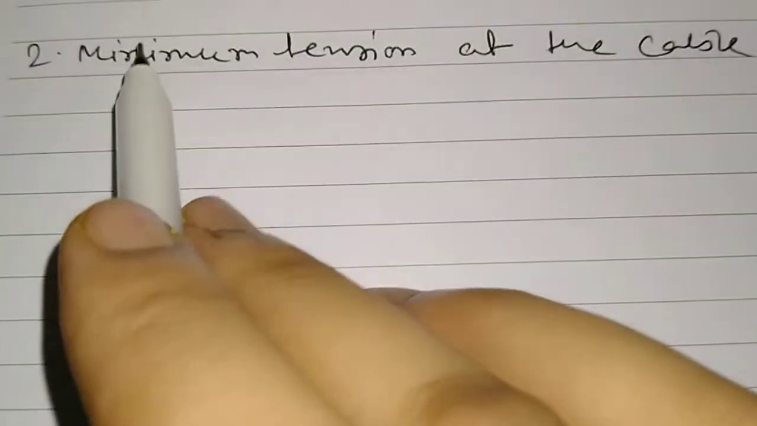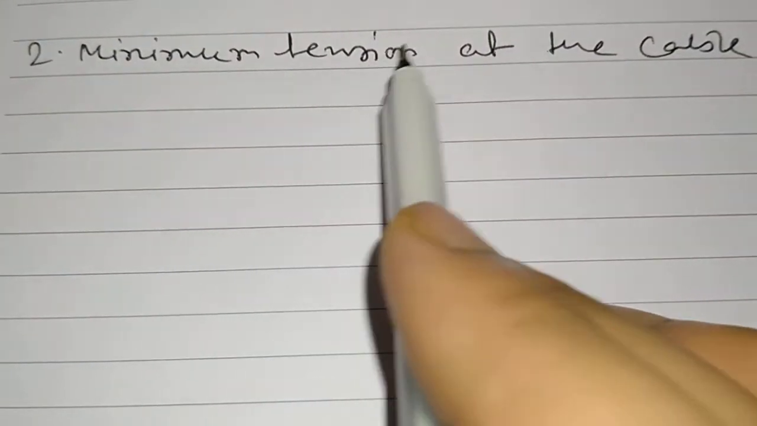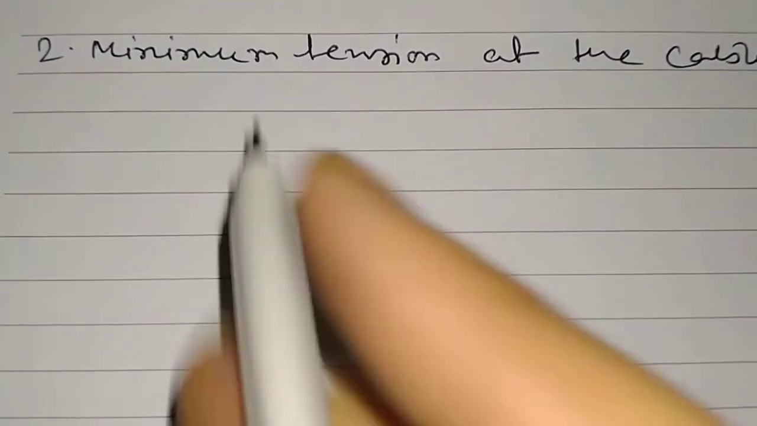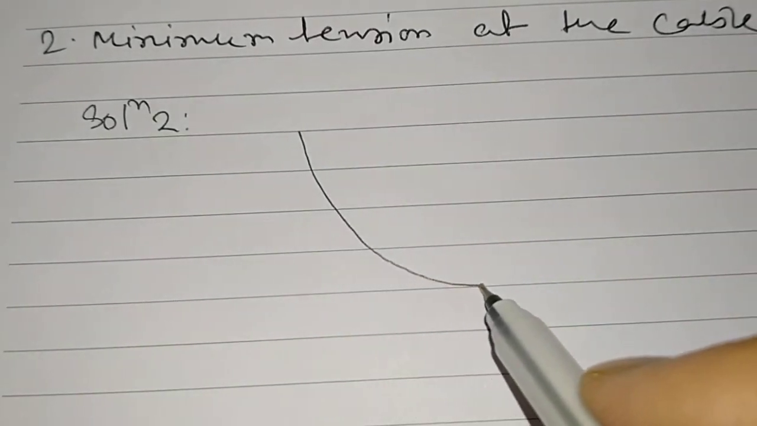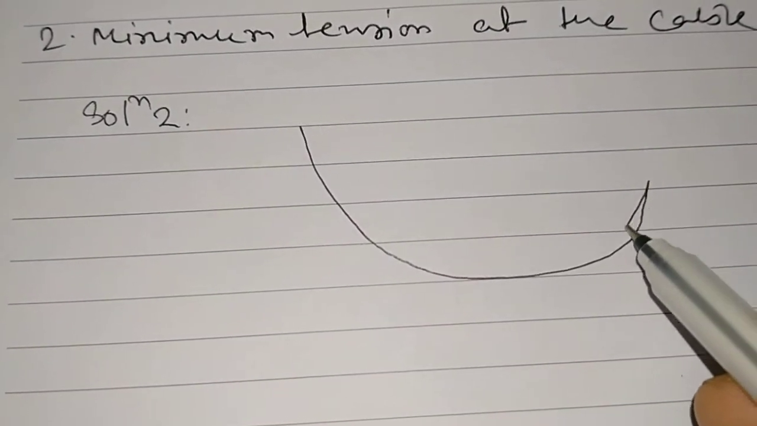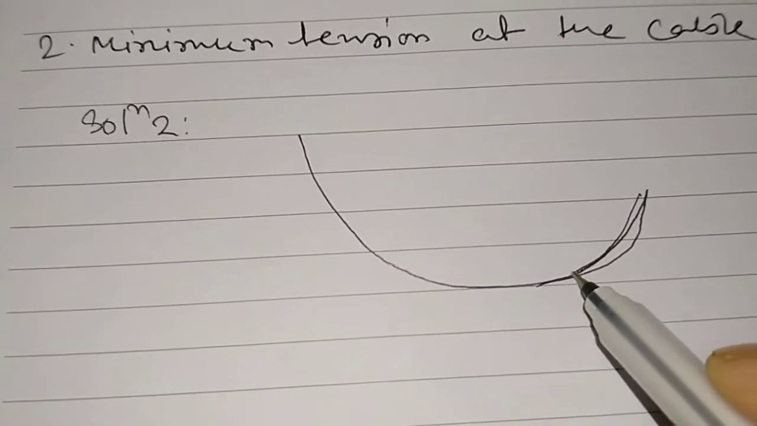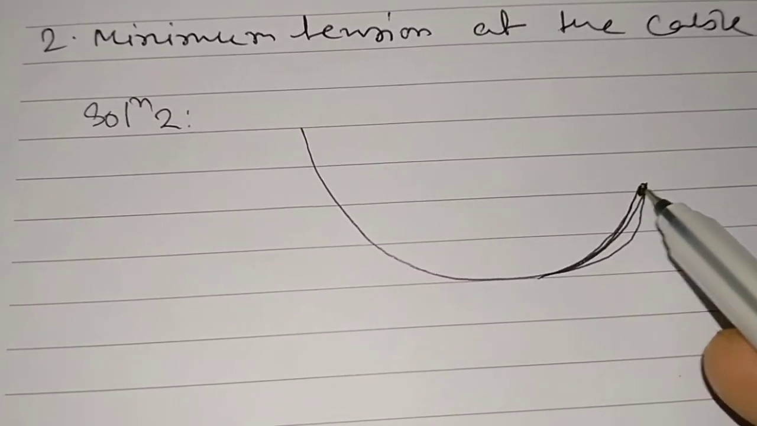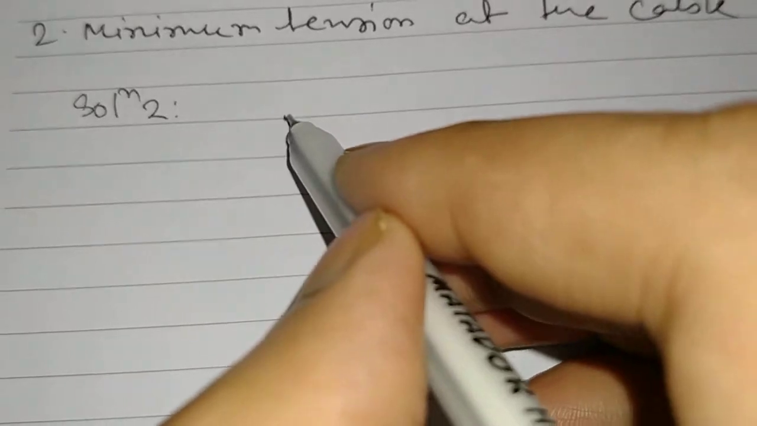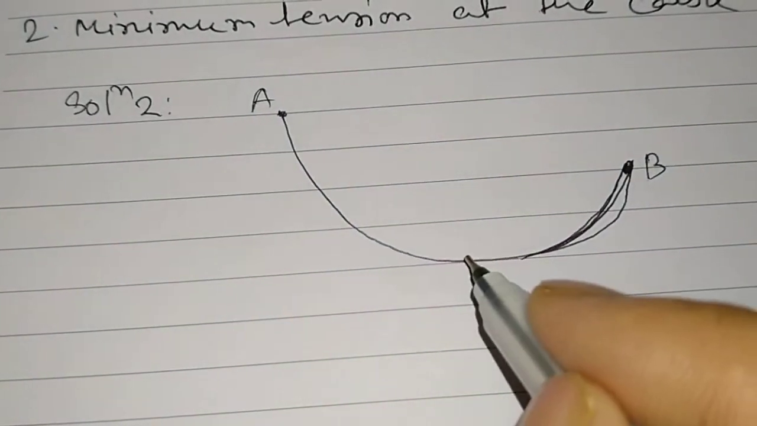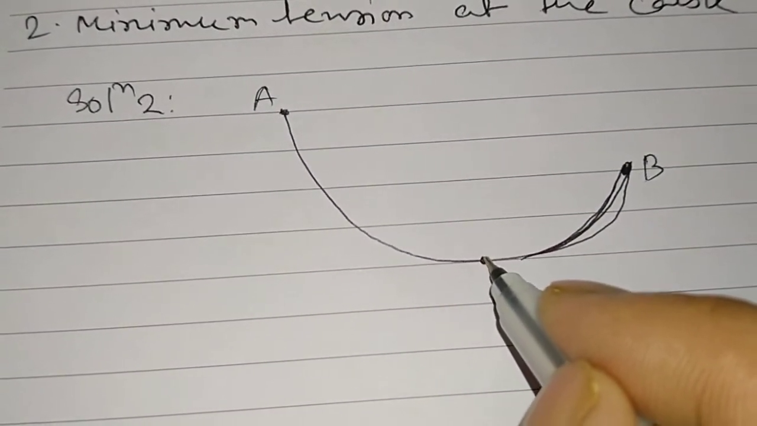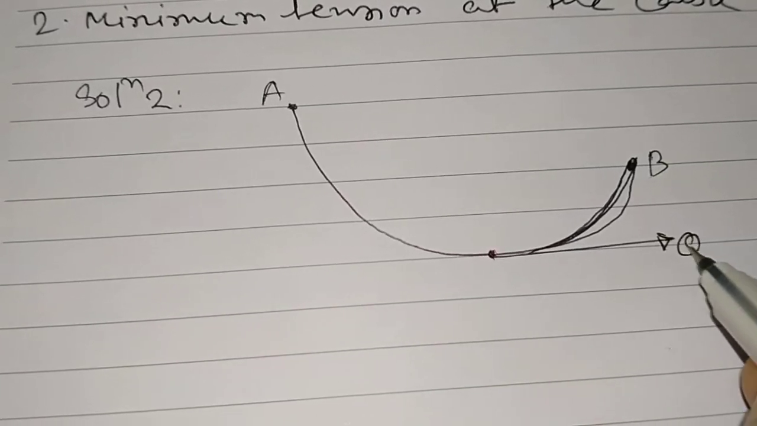Guys, the second question is the minimum tension in the cable. Let's go to the solution. I will draw the picture of this catenary again. This is the catenary which is non-symmetrical. One point is lower and the other is higher, and this is the lowest point of the catenary, which has the minimum tension Q.